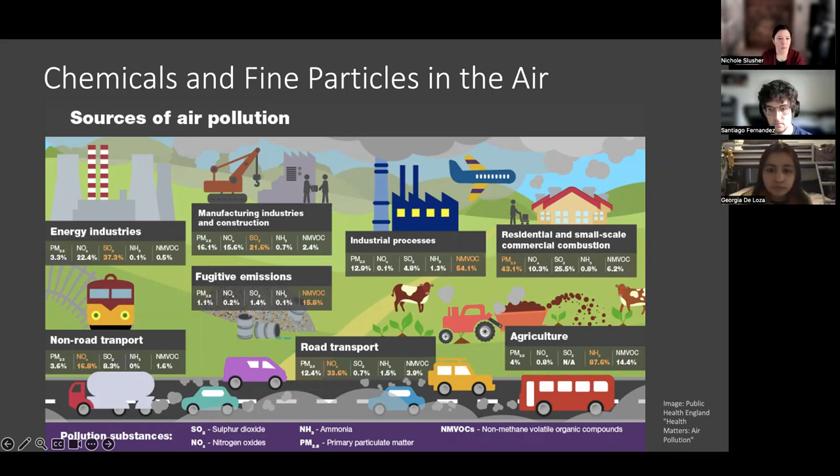Particulate matter, here labeled as PM2.5, is a percentage of each of these sources of pollution, between 3.6% for non-road transport and 43.1% for residential and small-scale combustion. This is also true for sulfur dioxide, with a range of 0.7% for road transport to 37.3% for energy industries. This accounts for much of the air pollution encountered outside of the home. Inside the home, there are two carcinogen sources of interest, asbestos and radon.